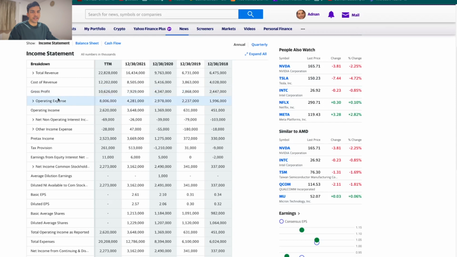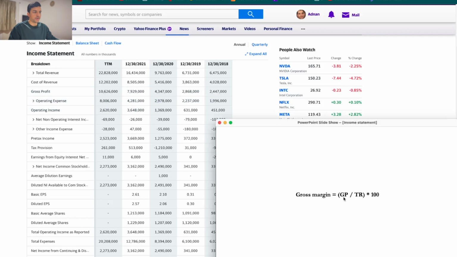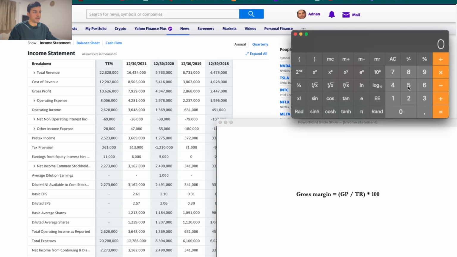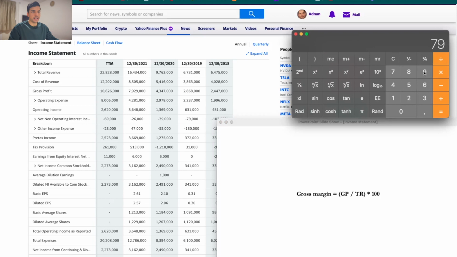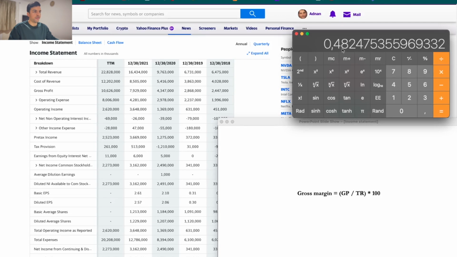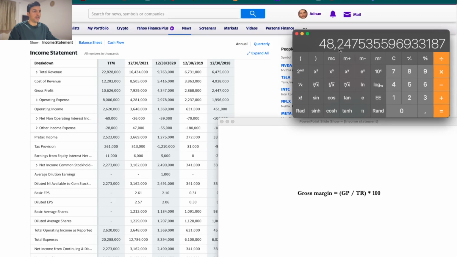In order to calculate the gross profit margin, you can use a simple formula: gross profit divided by total revenue, times 100. So we take gross profit, which is 7,929, and divide this by total revenue, which is 16,434, and you end up with 0.482. We multiply by 100, and we end up with 48% gross margin for the company.